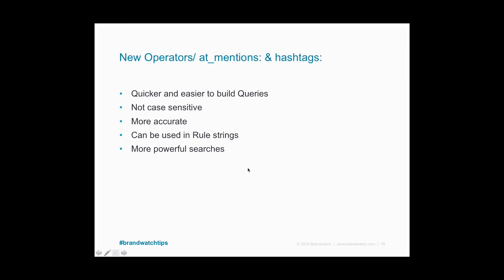And finally, they just make our searches even more powerful. So they bring our total number of Boolean operators available up to 22, which is really great for making good, relevant searches. So thanks a lot for listening, and thank you for sticking with me through to the end.